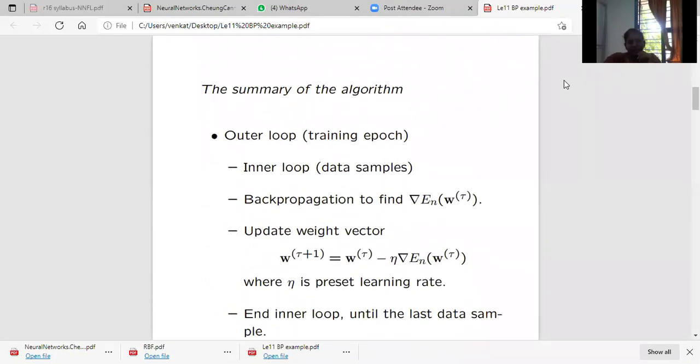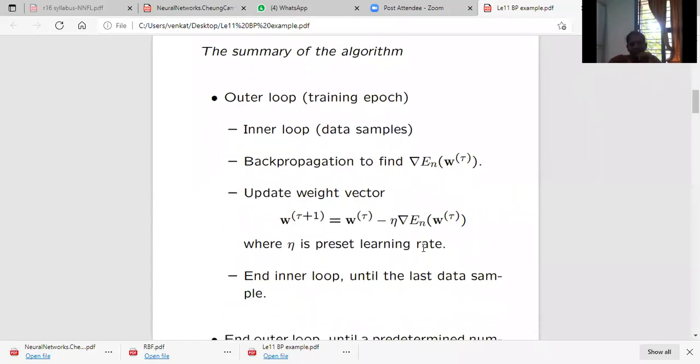So you have the output loop, the inner loop, and backpropagation. You need to propagate your error signal to all the neurons present in your input layer, so updating your weight vector. These are the steps you need to follow in the backpropagation algorithm. You end your inner loop when the last desired sample output is updated.